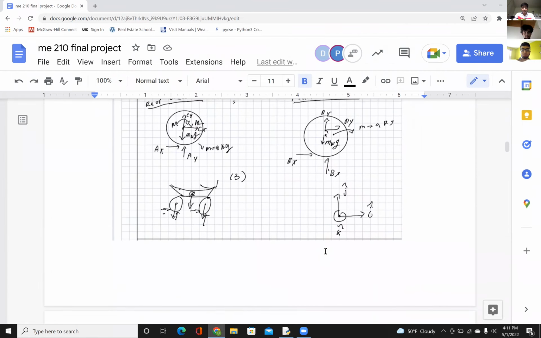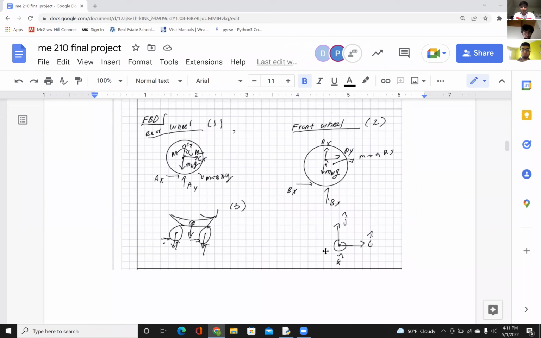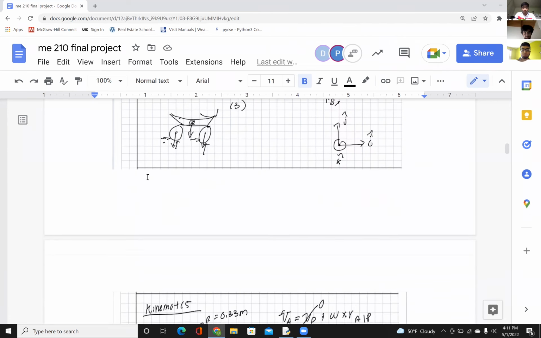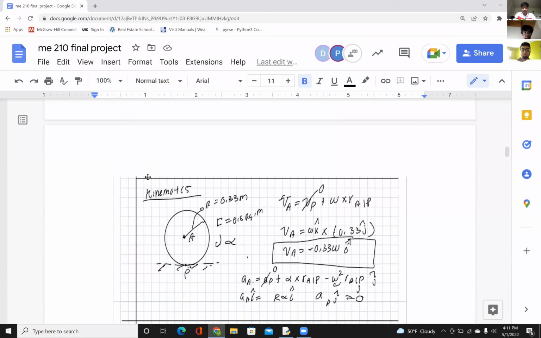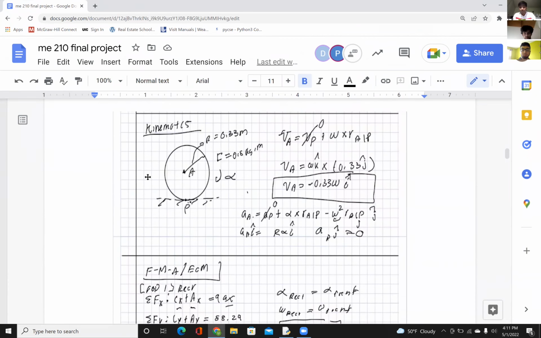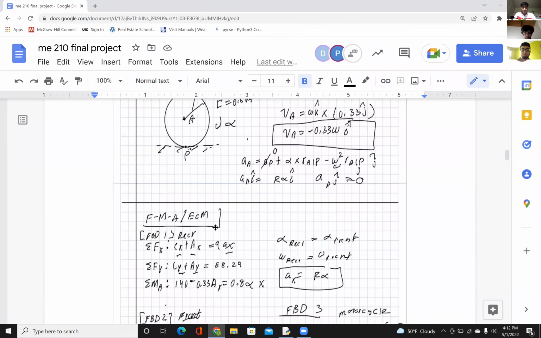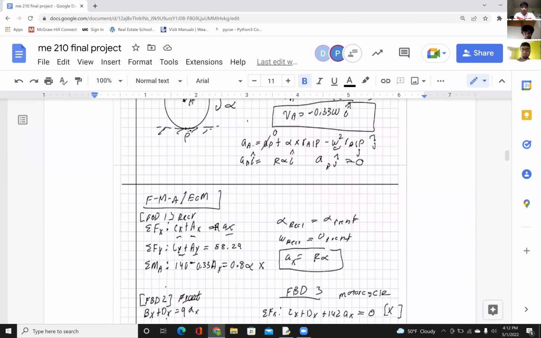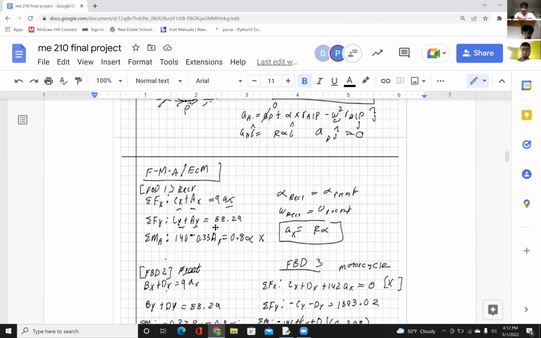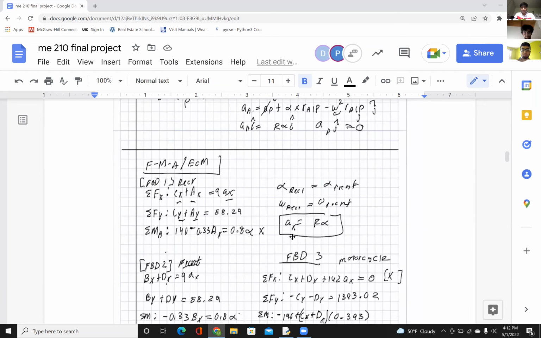So first, we created free body diagrams for the front wheel, the rear wheel, and the whole system of the bike and the person. After getting done with our free body diagrams, we moved forward to create a system of equations. First, we used kinematics to derive the relationship between velocity and acceleration. Then we got 3 equations for the rear wheel, 3 equations for the front wheel, and 3 for the motorcycle. And 1 is acceleration, which is equal to radius times the angular acceleration.